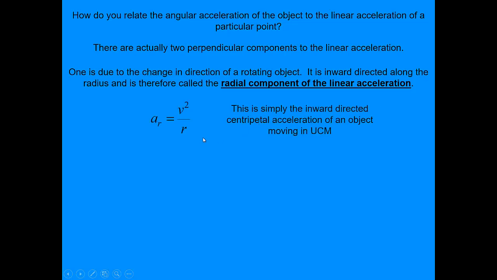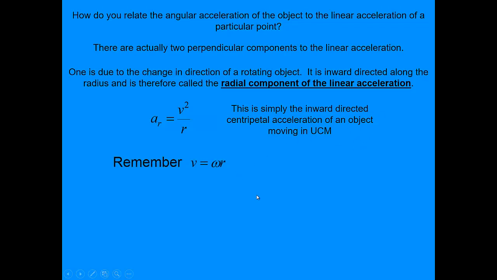And we know what that value is, at least in linear terms, because we did a whole big lab on it back in honors. We know that the radial component, or what we used to call the centripetal acceleration, is the speed squared divided by the radius. That gives you an acceleration in meters per second squared, and is completely due to the change in direction that a point on a rigid object rotating about a fixed axis undergoes as it rotates. Lots of words in rotation, isn't there? And this is always inward directed, or radially directed.